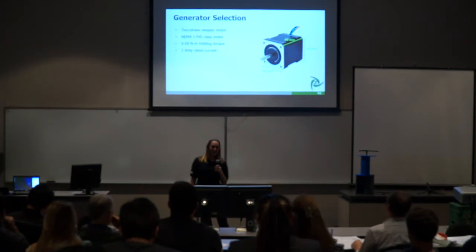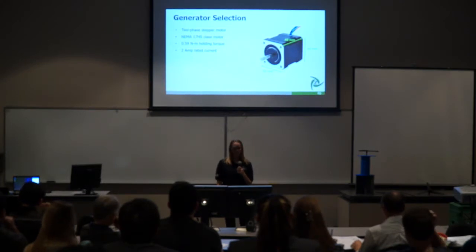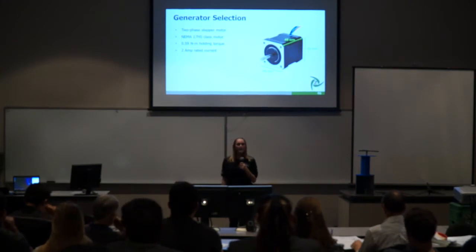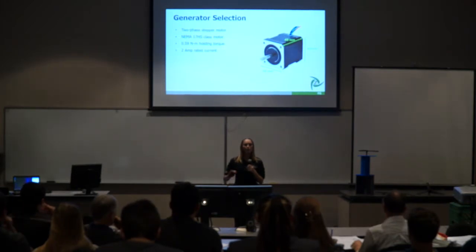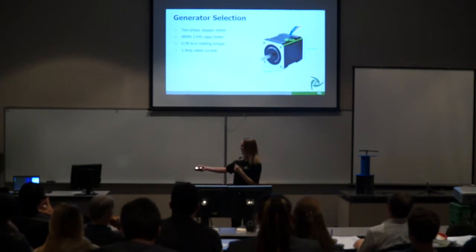The selected generator shown above, a 2-phase stepper motor, was chosen based on its higher efficiency at low speeds, compared to DC motors that have mechanical losses due to brushes. It's a NEMA 17HS class motor. These are generally lower in cost and also smaller in weight. As Brianna mentioned, there's a 0.59 Newton meter holding torque, meaning that we'll have to exceed that torque in order for the motor to shift steps. It's 2 amp input rated and output rated.